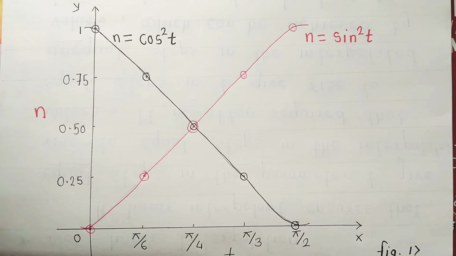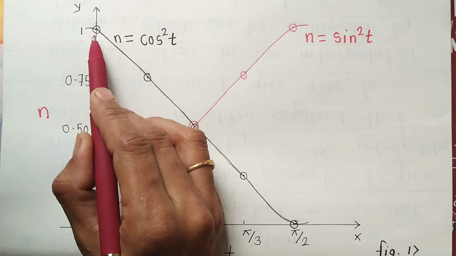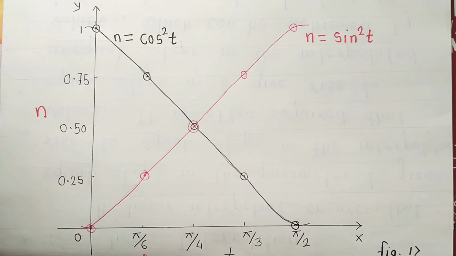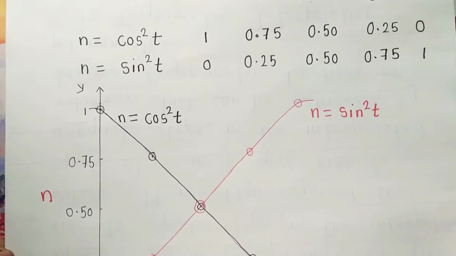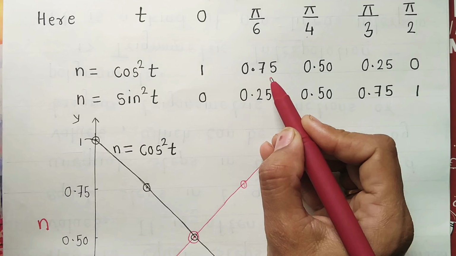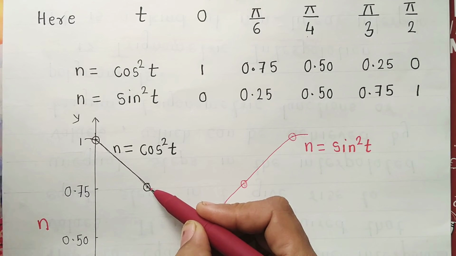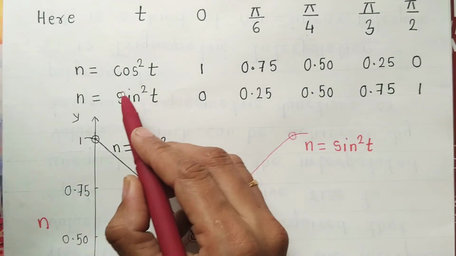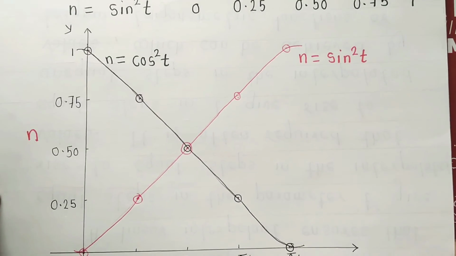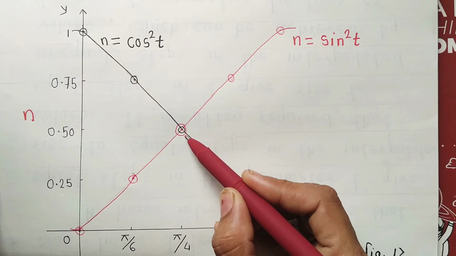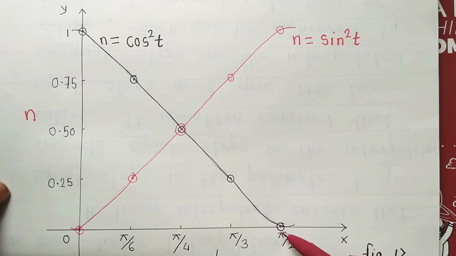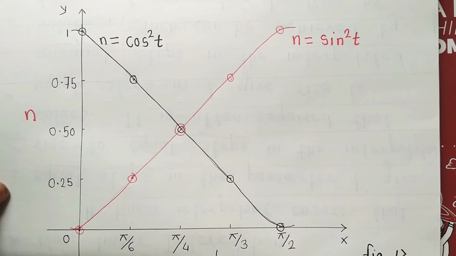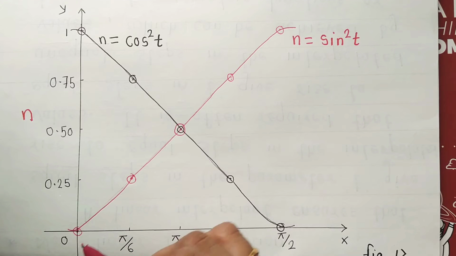First start with n is equal to cos square of t. When t is equal to 0, the value of cos square of t is 1. So locate the point here. After that, cos square of pi by 6 is equal to 0.75. Look at this diagram. So we locate the point here, 0.75 for the cos square of pi by 6. Then cos square of pi by 4 is 0.5. So we locate the point here like this. Then similarly for pi by 3 and pi by 2, we locate the points for cos square of t here. Now after that, draw a curve which passes through those points. Similarly, for n is equal to sin square of t, locate all the points here and draw a curve which passes through those points.